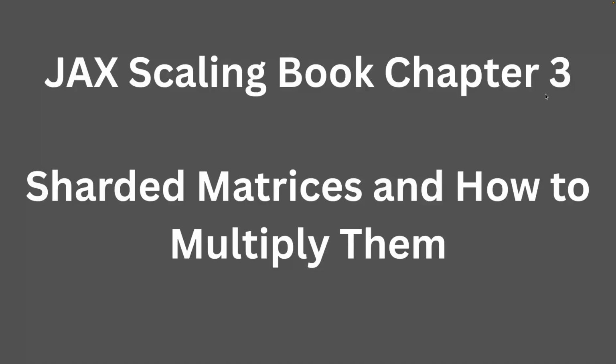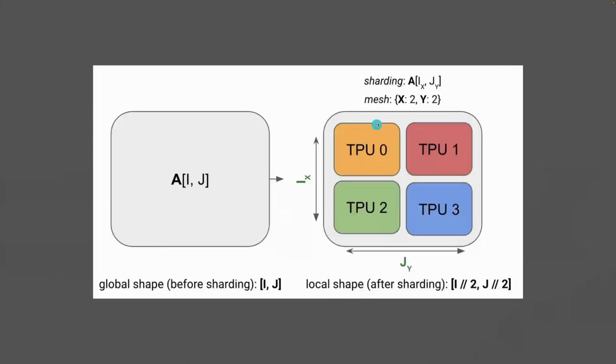In this chapter, we'll be discussing sharded matrices and how to multiply them. In the last lecture, we discussed TPUs. We went in depth about TPU architecture, how the memory is laid out in TPUs. In this lecture, we'll be seeing how matrices are sharded across the TPU cluster, and to do multiplications, what are the different kinds of cases, and what kind of communications we need to do to do sharded matrix multiplications.